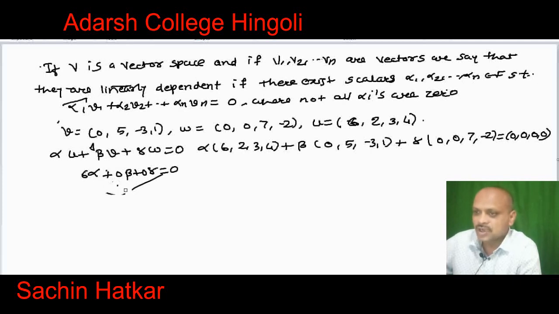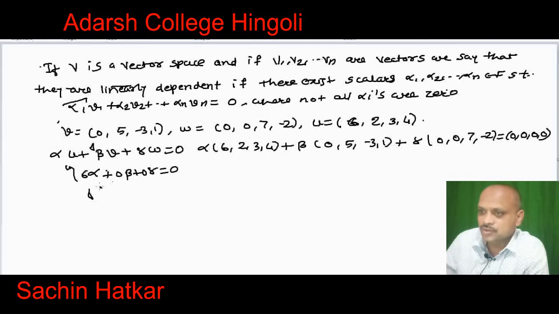Second equation, I will write, or you can see on your screen what will be the second equation. You can think about that second equation. What will be the second equation? The second equation is 2 alpha plus 5 beta plus 0 gamma equal to 0. Third equation, 3 alpha minus 3 beta plus 7 gamma equal to 0.